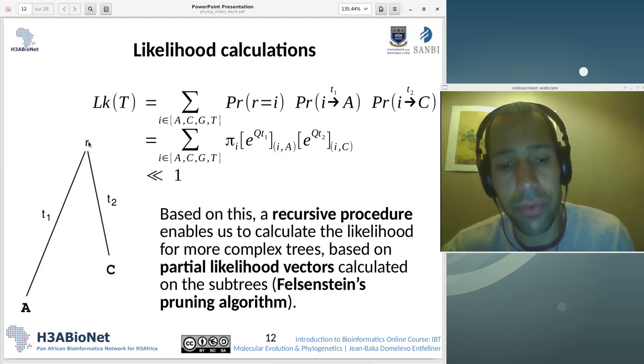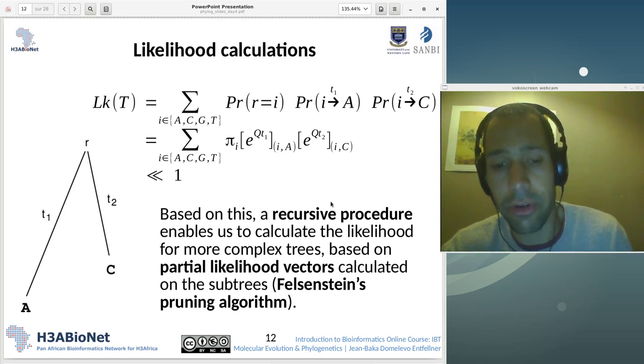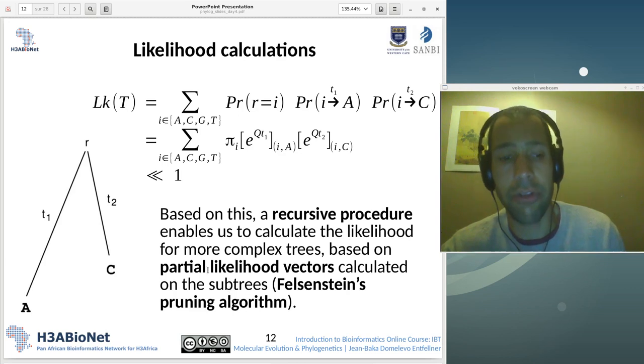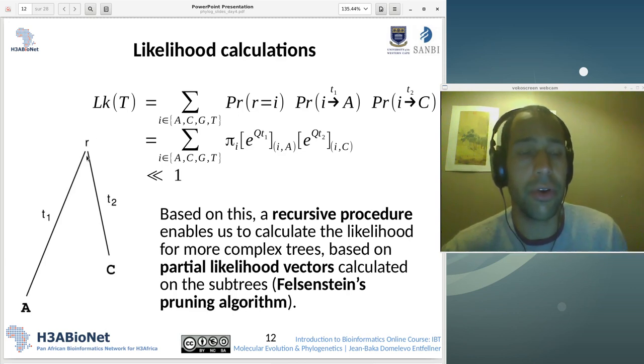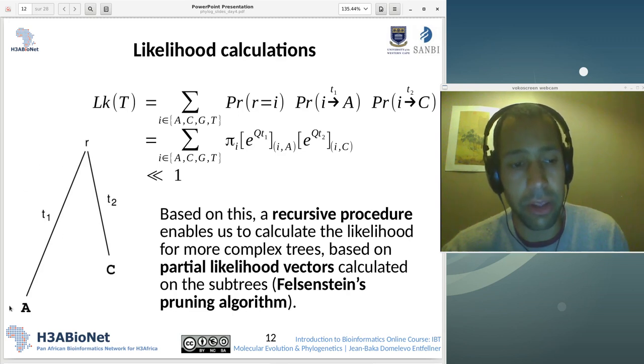based on the partial likelihood corresponding to I being equal to A, that's this product with I equal to A, partial likelihood here of this tree with I equal to C, etc., etc. So based on partial likelihood vectors calculated on the subtrees, we easily calculate, we reuse what we've calculated here in the context of a larger tree. Imagine a larger tree where this is just a subtree of the larger tree. Okay.